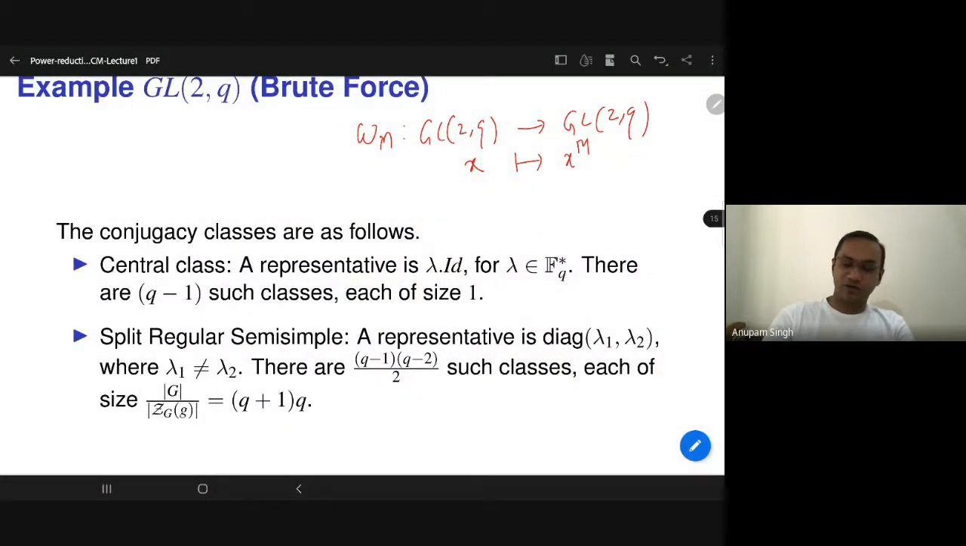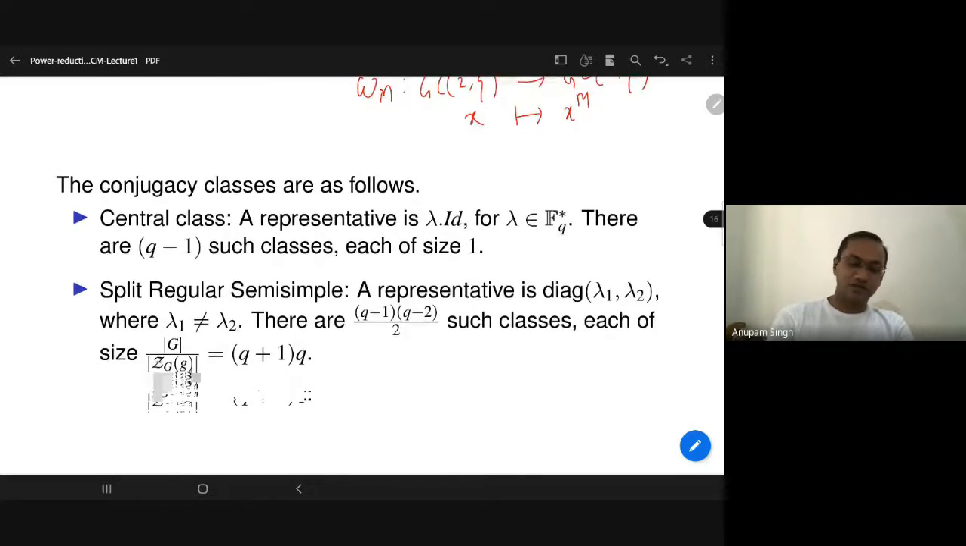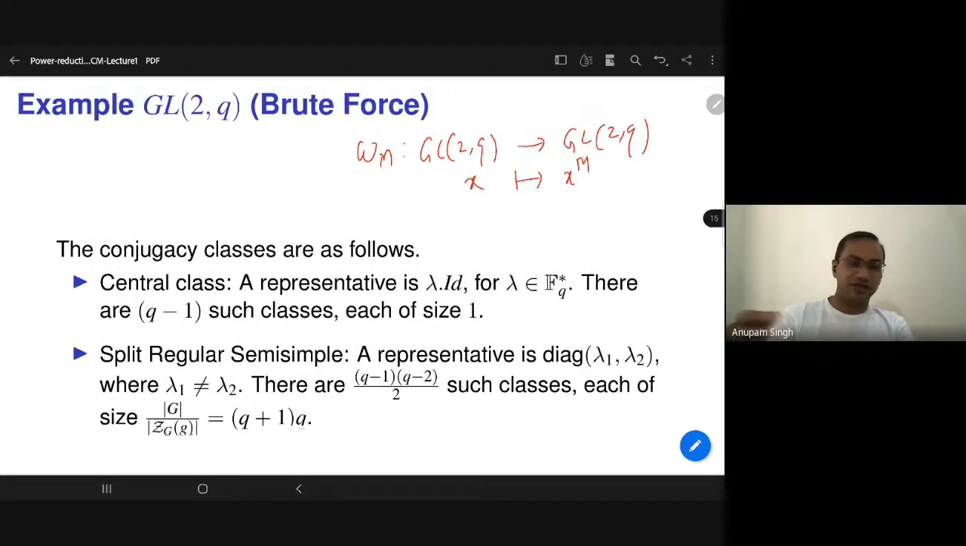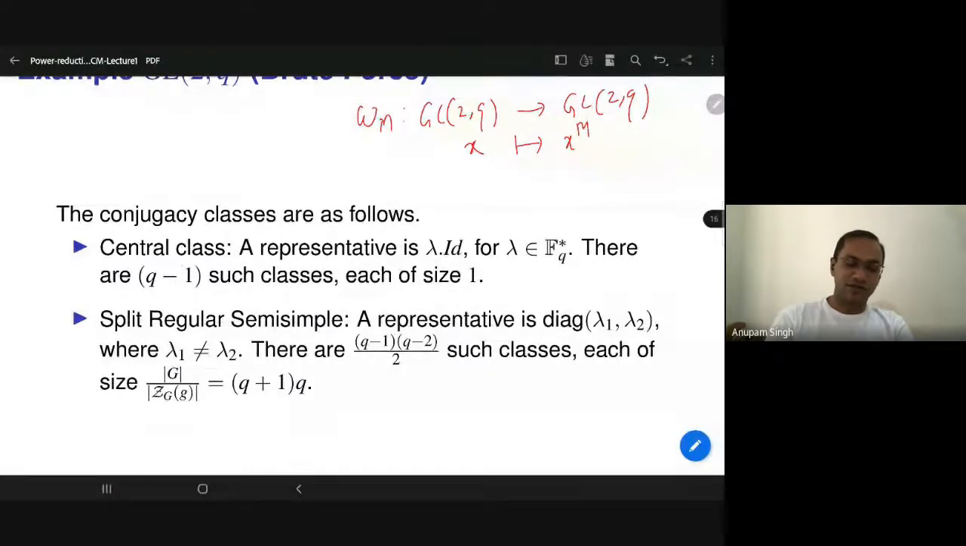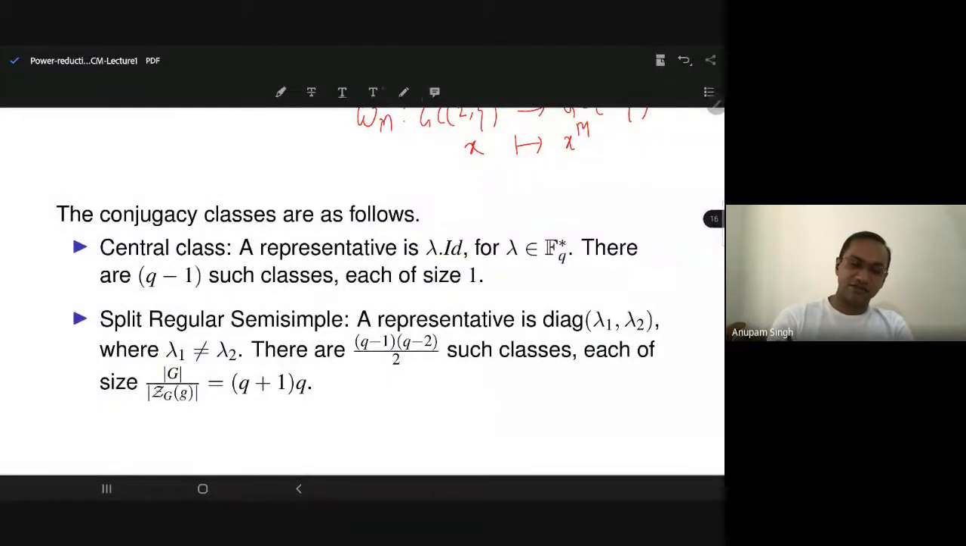So first I want to write down what the conjugacy classes in GL2Q are. There are four kinds of conjugacy classes in GL2Q. This can be written down using the rational canonical form theory. One kind is what I call the central class. These are central elements, of the form lambda lambda, where lambda is some non-zero element in the field, right?